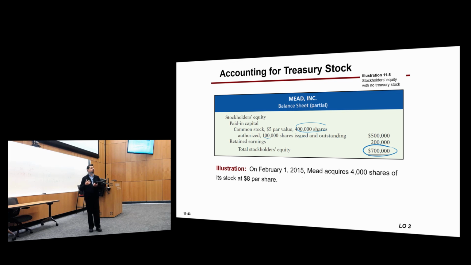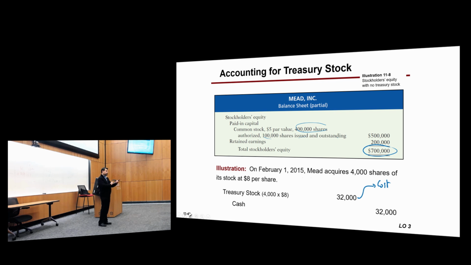Remember, treasury stock is recorded at cost. How much did it cost the company to acquire those treasury shares? $8 per share multiplied by 4,000 shares. So we debit treasury stock 32,000 at cost. How much do you credit common stock? Nothing. This is because you're not retiring them. You're simply buying them. So you credit cash.